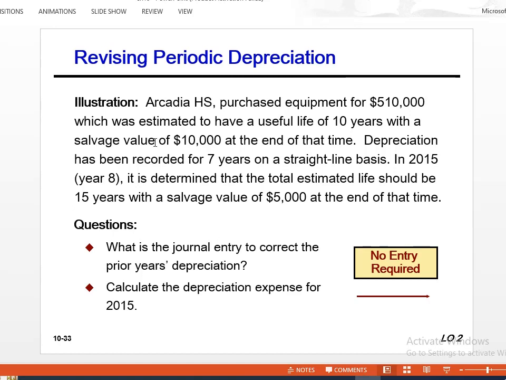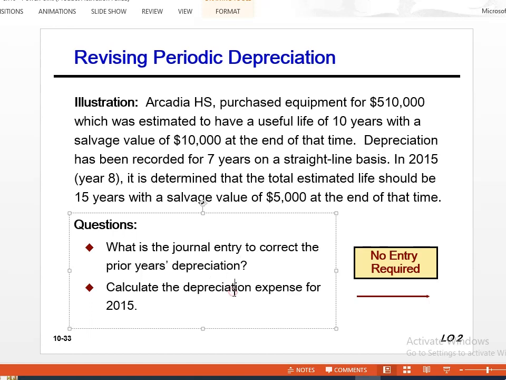We were recording the depreciation using the straight line method. In 2015, which is the 8th year, it was determined that the total estimated life should be 15 years. What we said before was 10 years, but now estimates are changed. They say it's 15 years, with a salvage value of $5,000. What was the original salvage value? $10,000. New salvage value $5,000. What do they want us to do? They want us to give the journal entry to correct the prior year depreciation. I just mentioned, when the estimates change, we don't do the adjustment in the prior years. This is an IFRS requirement. So there will be no journal entry to change the previous or the prior year depreciation.